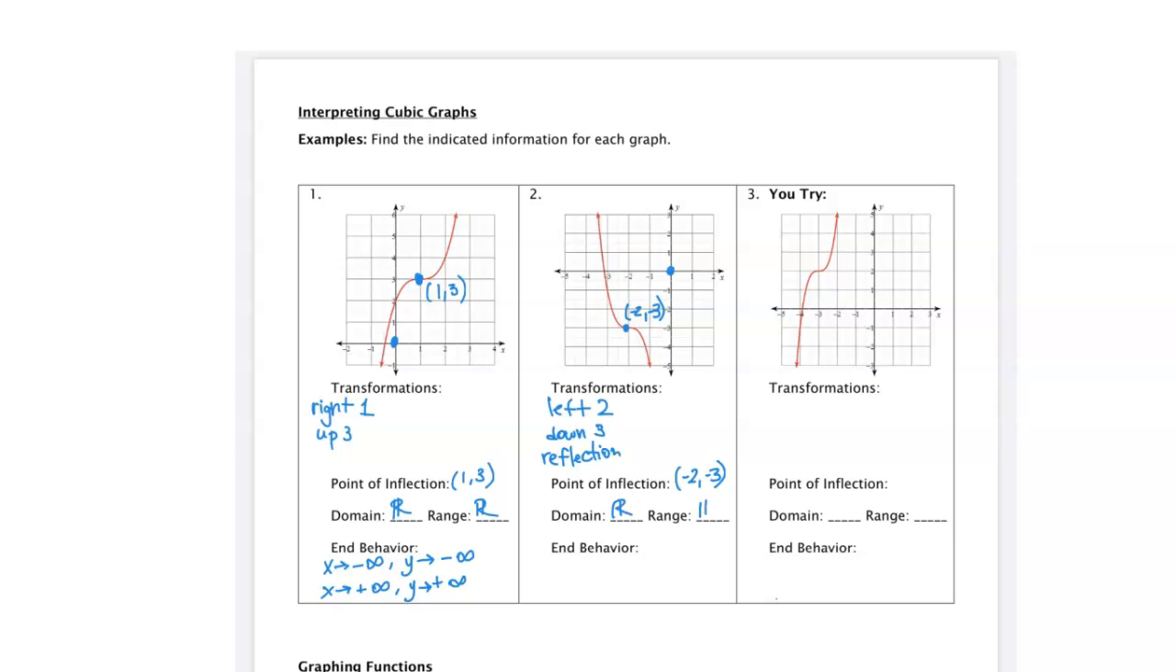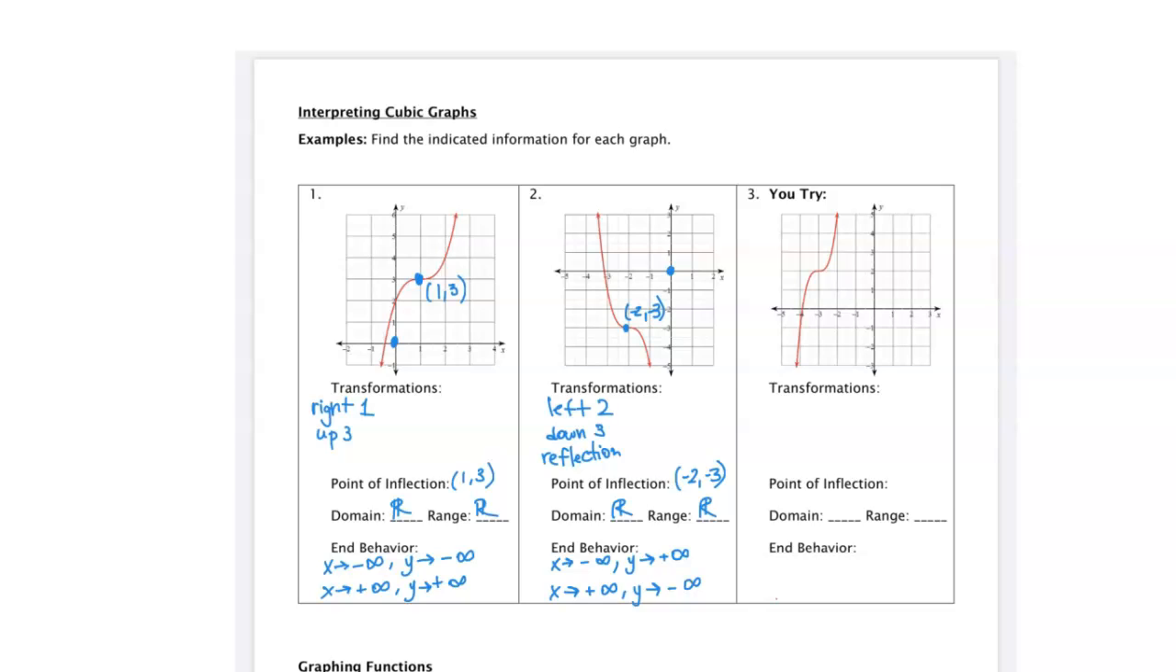Domain, all real numbers. Range, all real numbers. That's the case for all of your cubic functions. And then our end behavior: as x is going towards the left, we're going up with our graph, so we're going up towards positive infinity. And as x is going towards the right, we're going down with our graph, so we are going towards negative infinity.